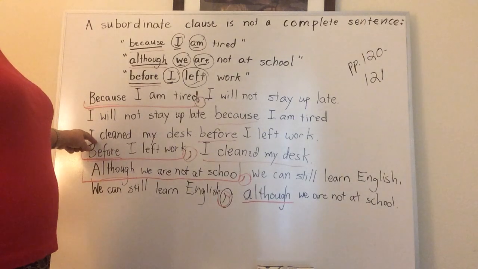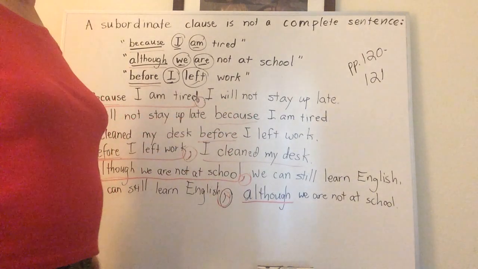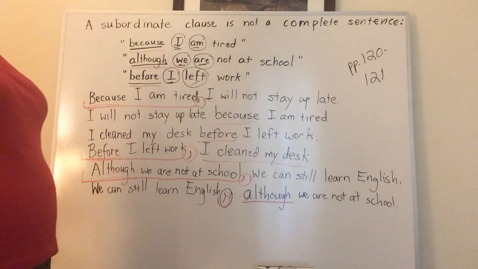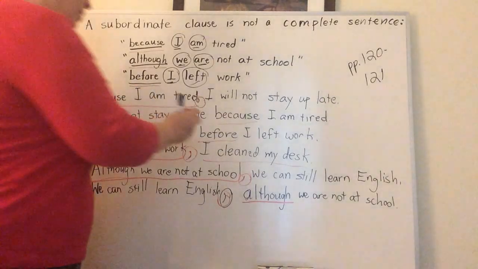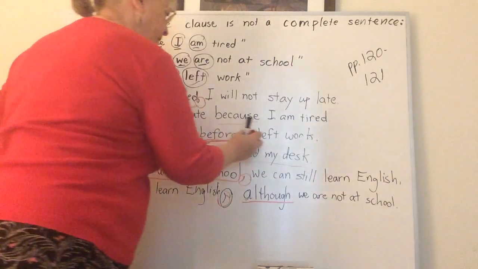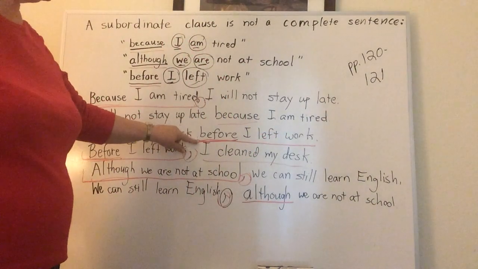So now let's look at this one. I cleaned my desk before I left work. Where is the subordinate clause? Is it first or second? Well, here's the subordinate conjunction. So this is the subordinate clause. It comes second, so we do not need a comma here.